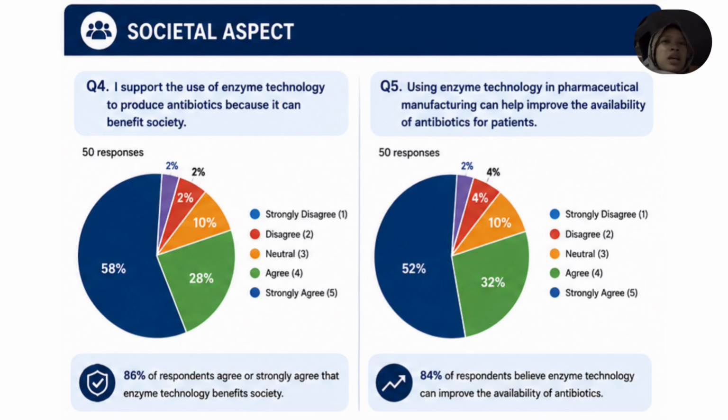Similarly, question 5 evaluated respondents' perception of whether enzyme technology could improve the availability of antibiotics for patients. Most respondents expressed agreement, indicating confidence that immobilized enzyme technology can enhance production efficiency and help ensure a more reliable supply of antibiotics. Increased production efficiency may reduce manufacturing costs, shorten production time, and improve accessibility to essential medicines, particularly during periods of high demand. Overall, the responses reflect a positive perception that enzyme technology has the potential to strengthen healthcare services and improve public welfare.